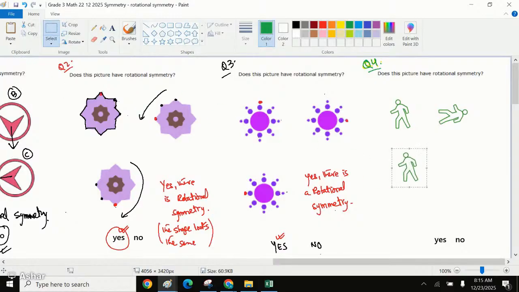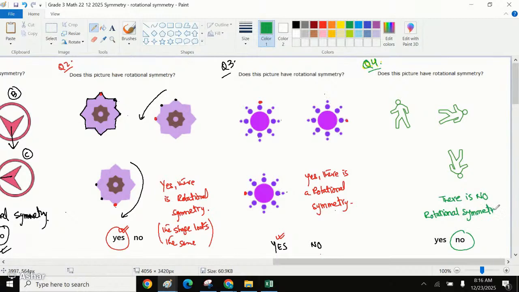Even with one rotation, they don't look the same, right? This shape is inverted now. So that means a person cannot be inverted. So in this case, we say there is no rotational symmetry because the shape has changed.